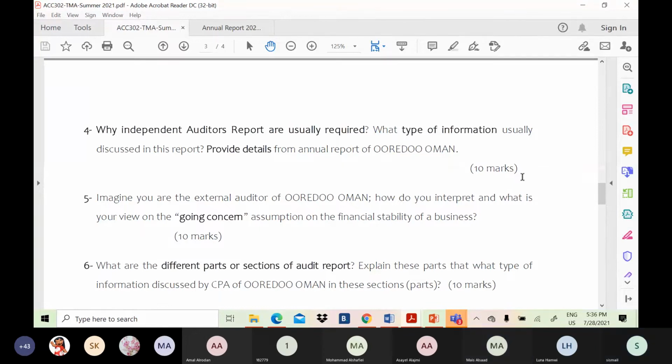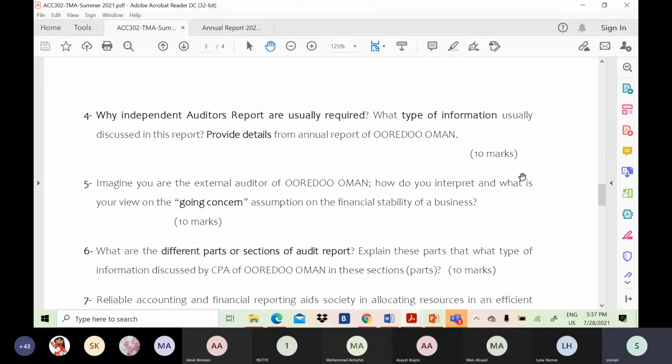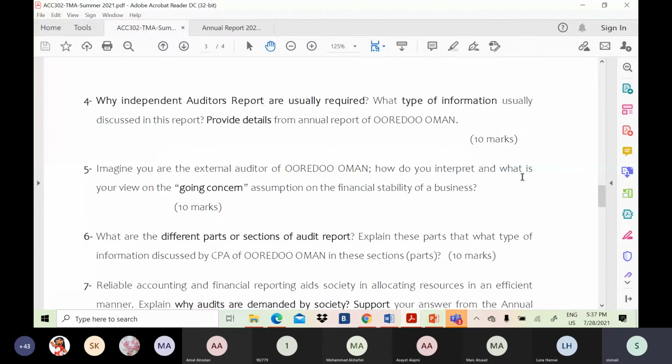Yes, thank you Doctor. Let's go to question number 5. He said imagine you are the external auditor of Ooredoo Oman. I hope that one of you will be an external auditor in the future, God willing. He is saying assume you are the external auditor of Ooredoo Oman: how do you interpret or explain, what is the meaning and what is your view on the going concern assumption. I can say in this question the theoretical point is totally from outside of our material.